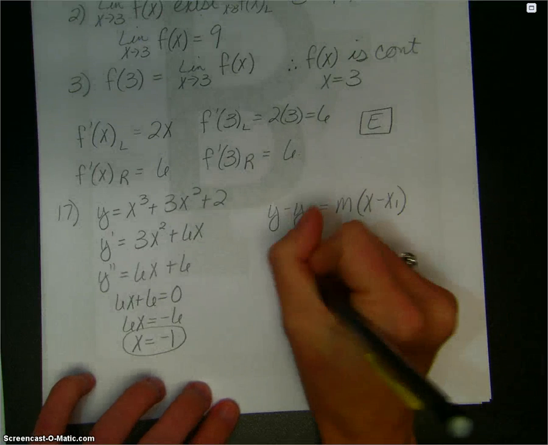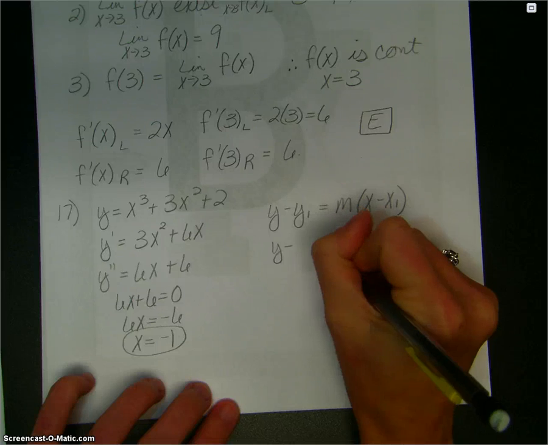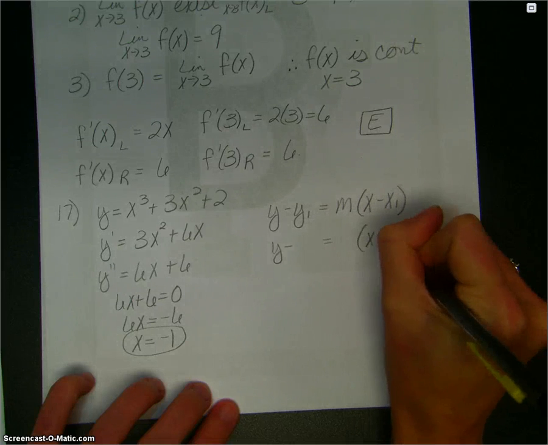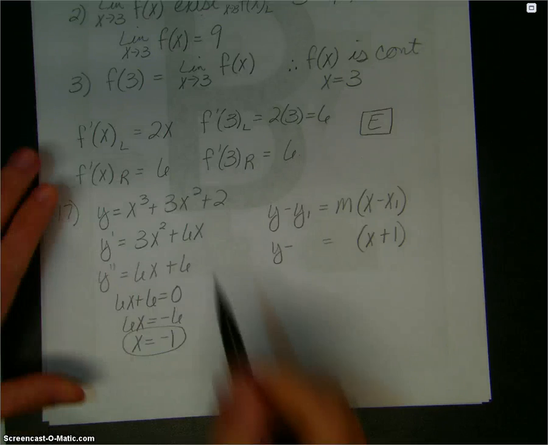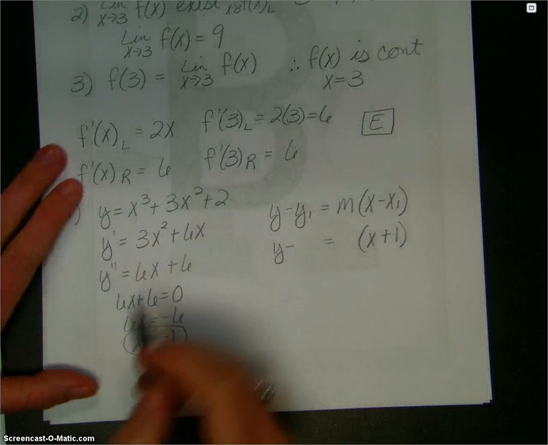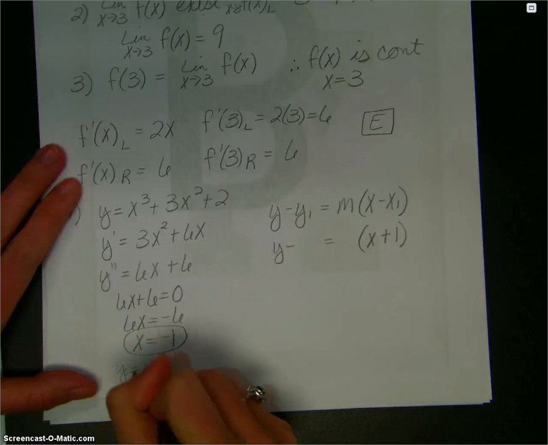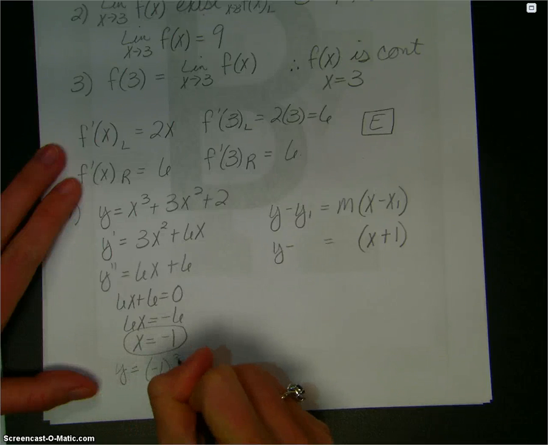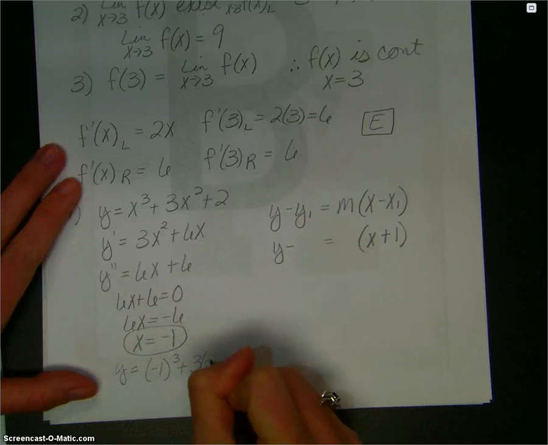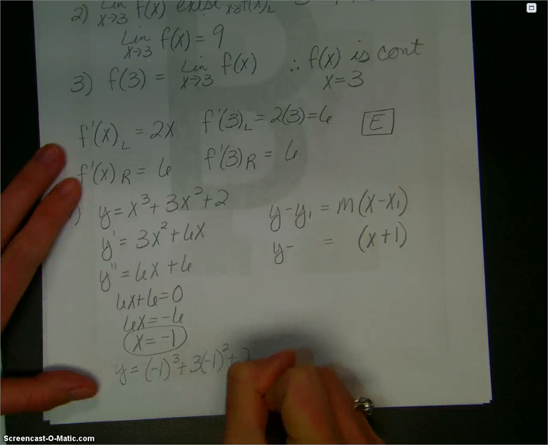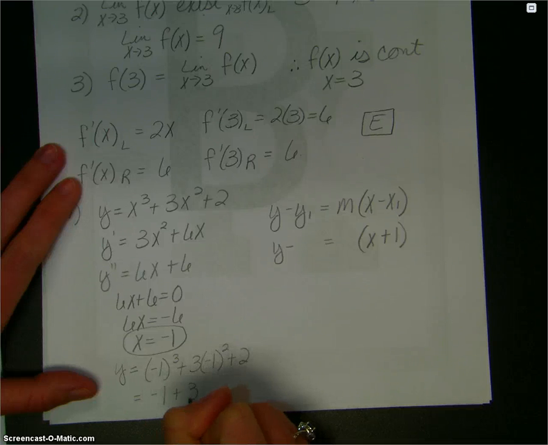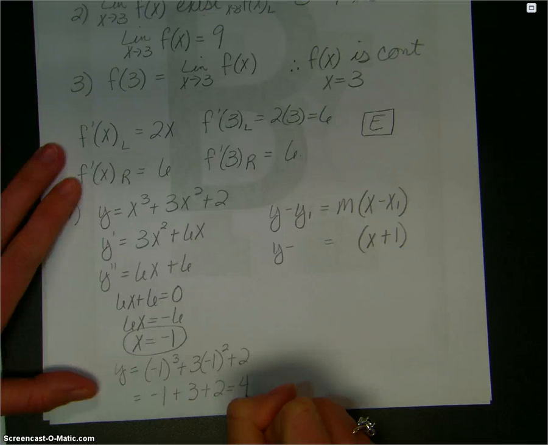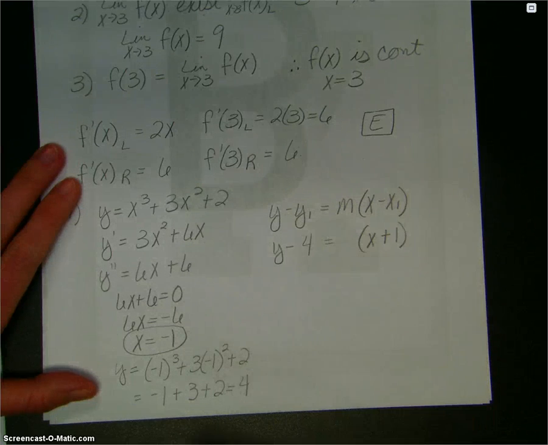This is point slope form. Okay, so I already know my x value, +1 right there. Okay, I can find my y value by plugging in up here to my original. So y is going to be -1 cubed plus 3 times -1 squared plus 2. So that's going to be -1 plus 3, since we're squaring right there, plus 2. So that's going to give me 4 altogether, so -4 right there.